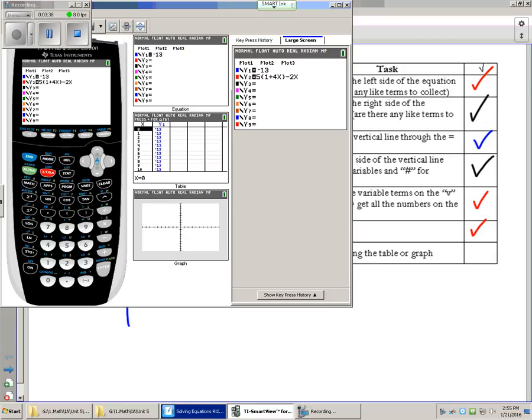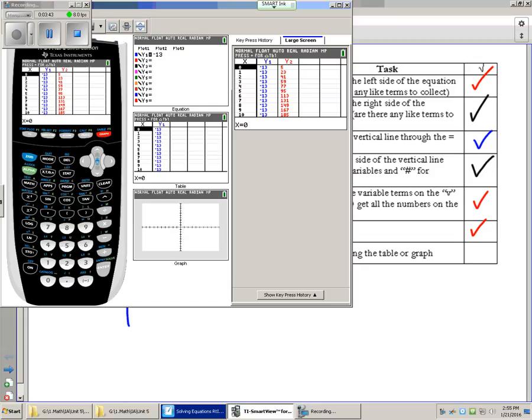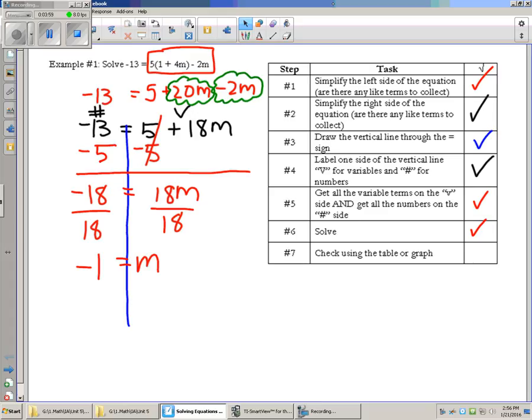And go to my table, and we said the answer should be negative 1. So if I scroll to when x equals negative 1, I can see that my output values are the same. So that's telling me that my answer is right. So the solution is m equals negative 1.